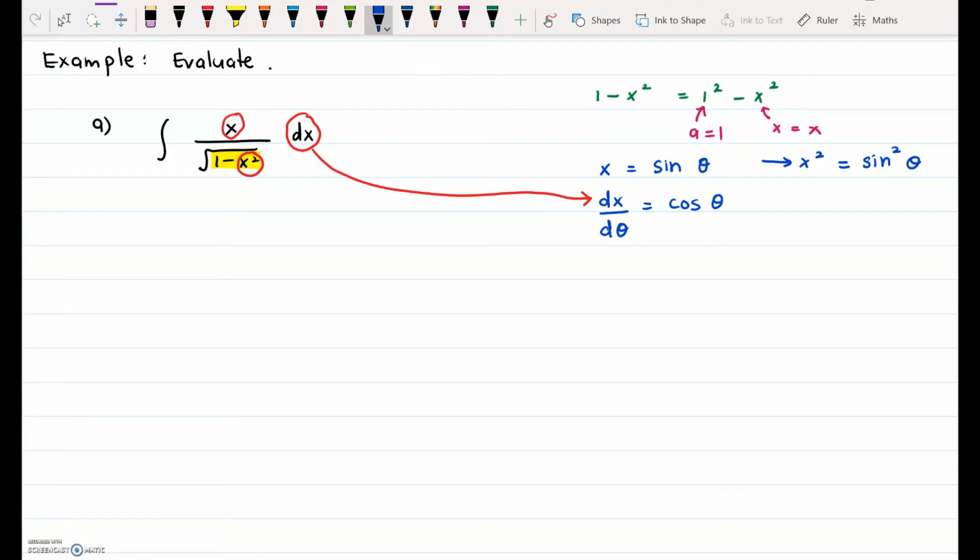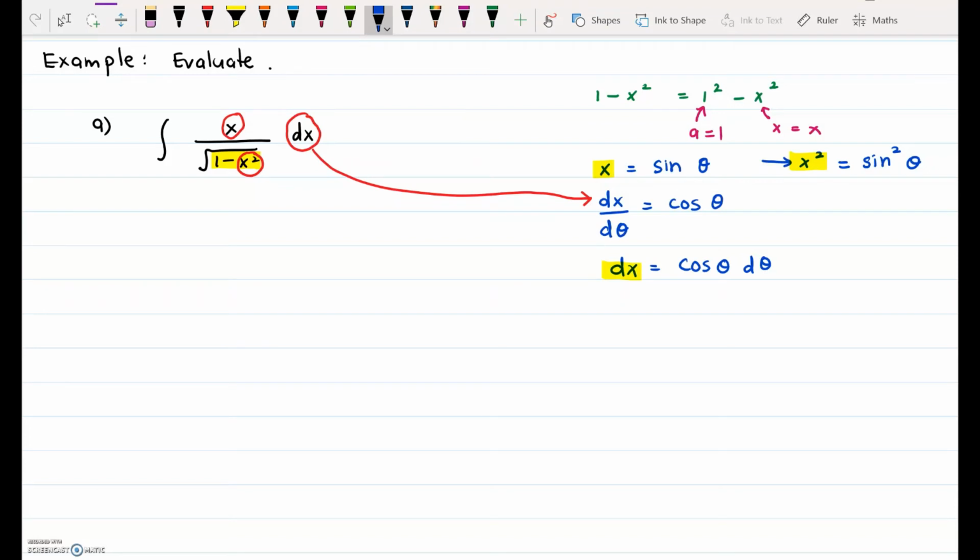Okay, since we want to substitute dx in the question, you will write dx as the subject. That is, dx equals cos theta d theta. Okay, guys? Alright, let's proceed. We will substitute all the terms that we have here: we have x, we have x squared, and we have dx.